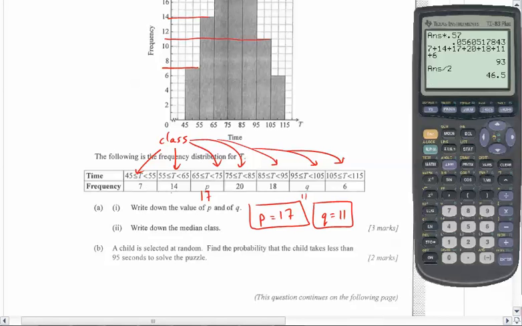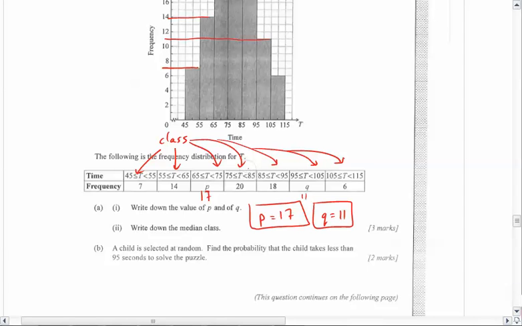So let's see, where is that going to happen? From the first 2, we have 21. Go up again to the next class, we'll get 38. And then I think the 46th term will happen in the class that has 20. Yeah, so the 46th, 47th term are in this class here. So the median class is from 75 to 85.